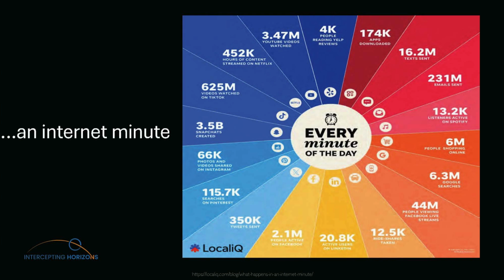Here's an internet minute. Now, if you study this closely, the numbers are mind-boggling. Hopefully you can read that. 625 million videos watched on TikTok in 1 minute. That means since I've been talking, there's been over 3 billion. That's the power of the numbers here. That's the computational power that's out there. 3.5 billion Snapchats per minute. Per minute. 44 million people viewing Facebook live streams. We could have done that with this, live streaming the video, Facebook, followers, all that good stuff. People do it all the time. So you get the idea. There's a lot going on. And it's a huge amount of data. It's a huge amount of information that AI has to play with.